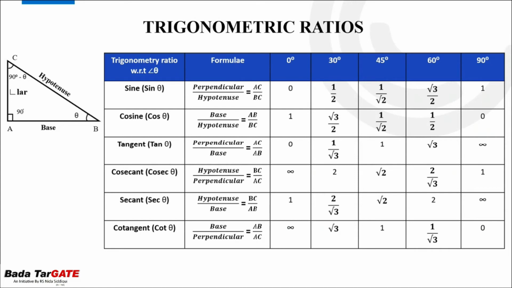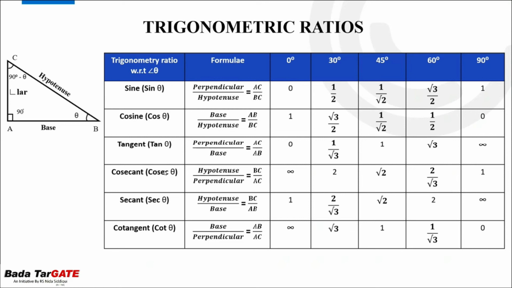So first is our sine. So everything in this table is with respect to angle theta. So if this angle was 90 degree minus theta, the ratios would have been different. Like if it was with respect to 90 minus theta, then its base would be perpendicular and perpendicular would be base. But since we are dealing everything with respect to theta, hence sine theta becomes perpendicular by hypotenuse, cos base by hypotenuse, tan perpendicular by base.